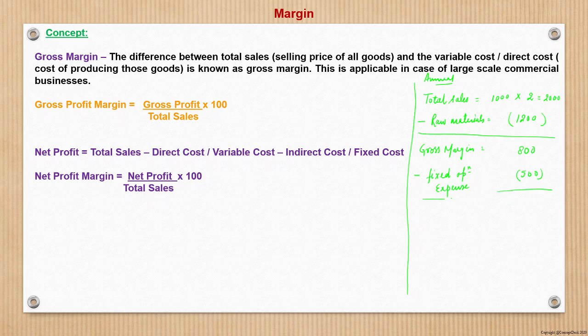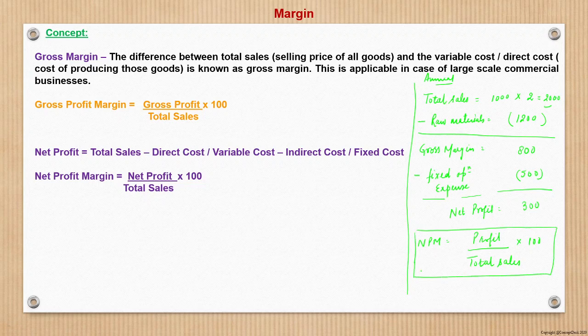So here, after subtracting this and also taxes, suppose taxes are also included there. So total here I will say net profit is nothing but 800 minus 500 is 300, right? So this is the net profit here. If I have to find the net profit margin, then it will be nothing but net profit upon the total sales into 100, right? So this is the net profit margin.